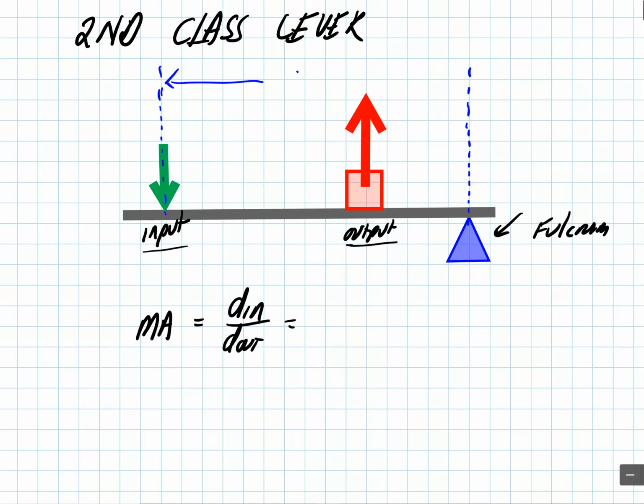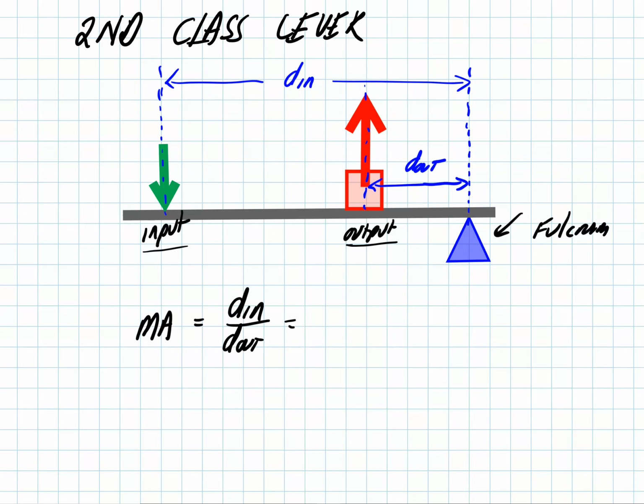This is the input distance. It's the same approach as with the first class lever. The output force, figure out where that is. That's going to be basically the center of the load. This is going to be D out. So let's get the mechanical advantage, and it's the same calculation. It's a little bit different lever, but it's still calculated the same way. So let's calculate it here.